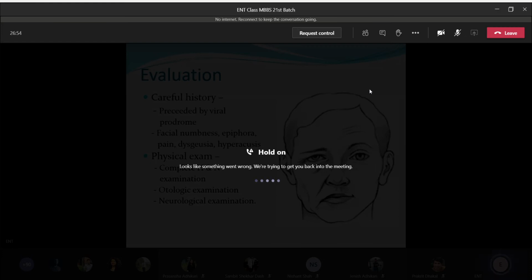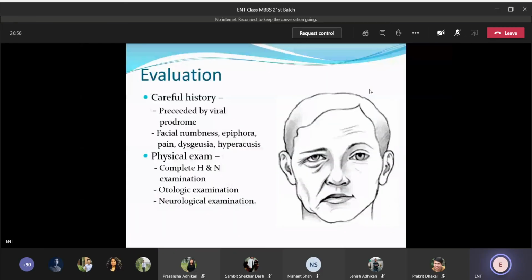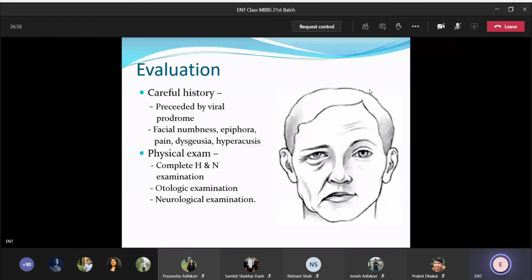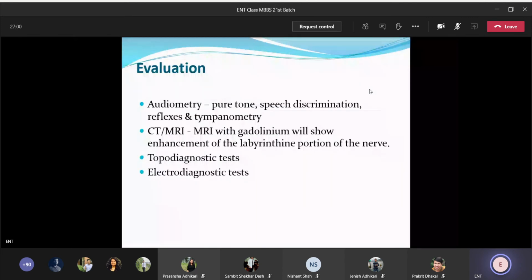Pure tone audiometry, speech discrimination, reflexes or tympanometry to rule out any local causes. CT or MRI with gadolinium will show the enhancement of the labyrinthine portion of the nerve if there is any tumor.